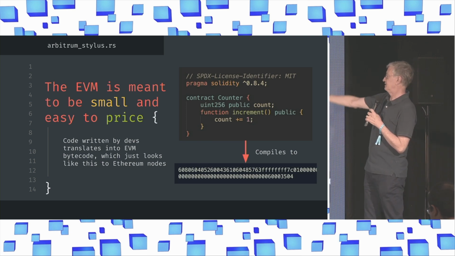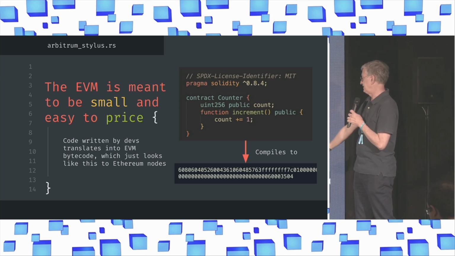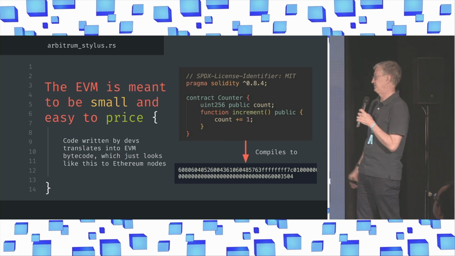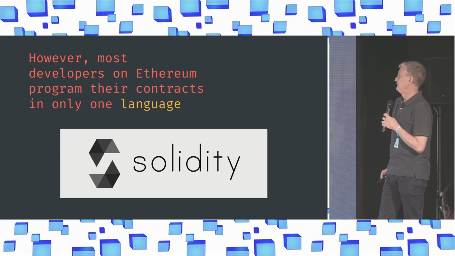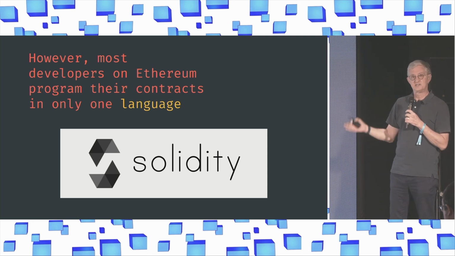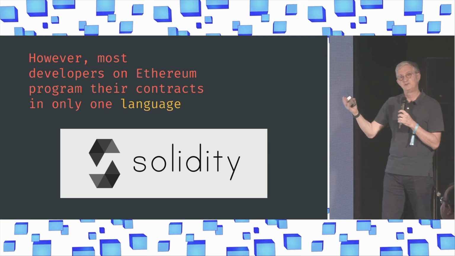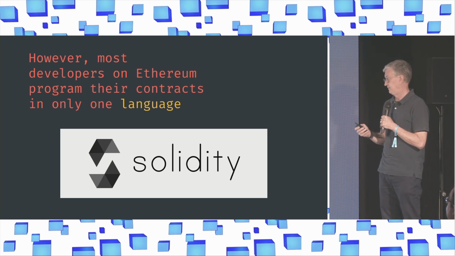Ethereum code, or EVM code, is written in Solidity kind of like this. It compiles down to this binary code. The code is translated into EVM bytecode. But most developers on Ethereum, of course, tend to write in Solidity. Some write in Vyper. But essentially, if you're learning to program in the Ethereum stack, you're probably learning Solidity programming.